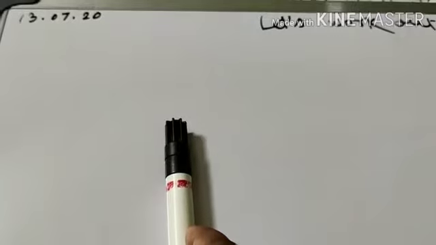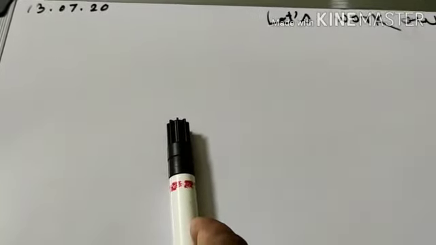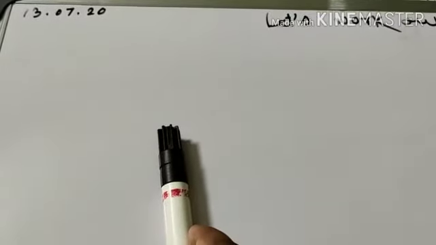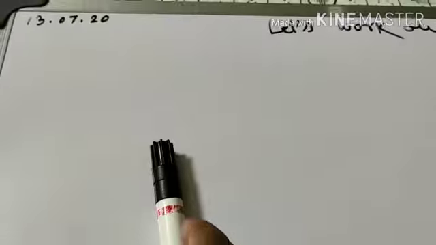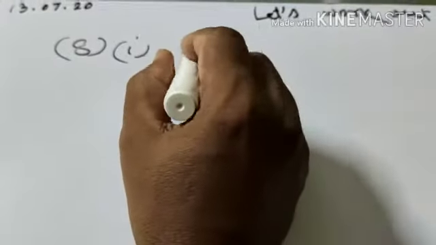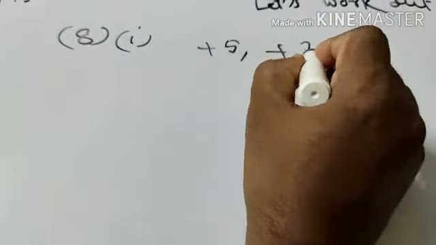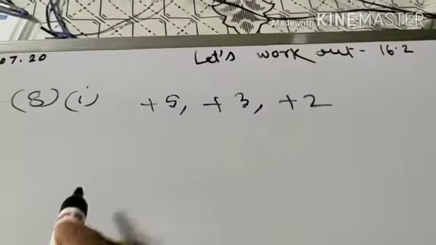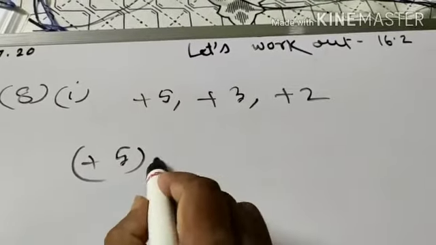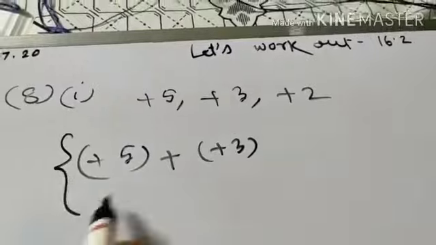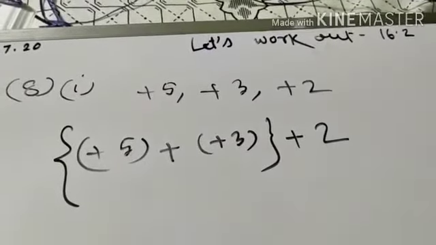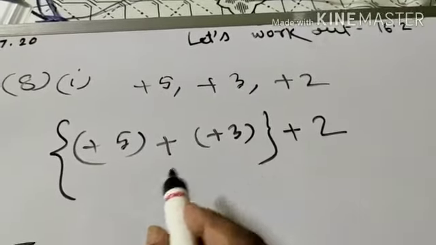So question number 6 and question number 7 you will do yourself. We discuss and explain one sum of question number 8. Here the numbers are plus 5, plus 3, plus 2. Plus 5 plus of plus 3 plus of plus 2 equals to plus 5 plus of plus 3 equals to plus 8.